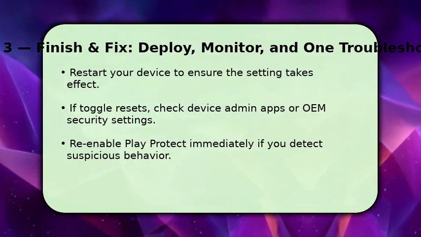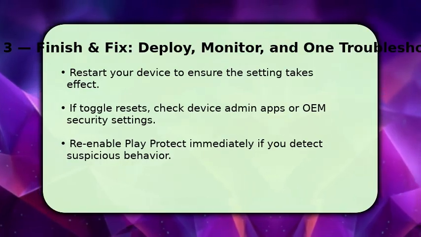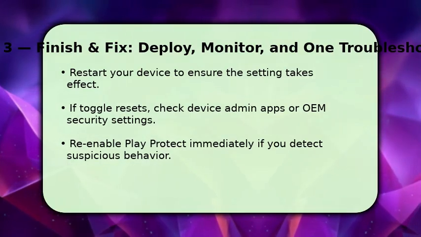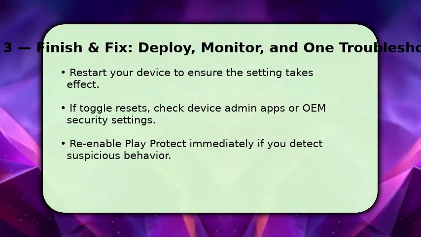If anything odd appears after disabling Play Protect, turn it back on right away and run a manual scan. Keep this troubleshooting step in mind, because turning off protections increases risk at the app level.